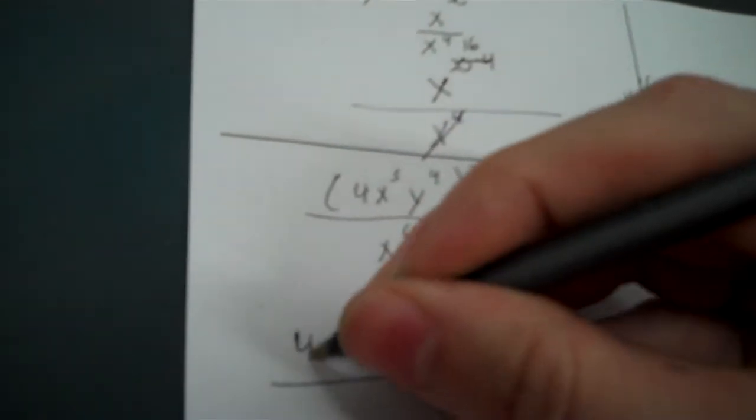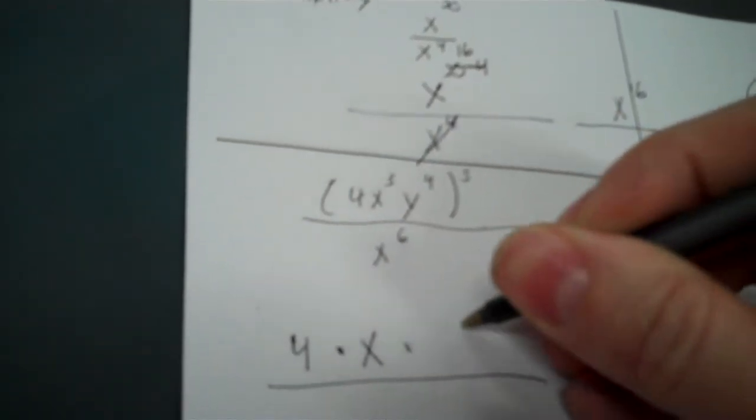Okay, now in my next problem, look at the top. You have a 4, a factor of x, a factor of y. Now let's just worry about the top. So 4 is to the 1 power, but it's in parentheses, so don't write 1 down. You have to take 1 times 3. That's 3.